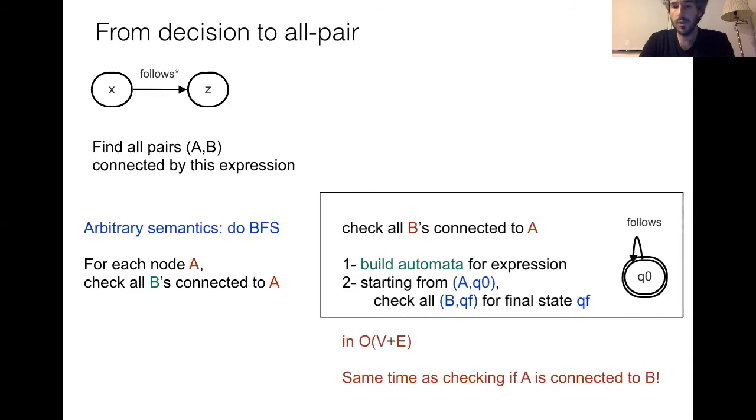So what is the cost of this? It's vertices plus edges. This is just BFS. It's a standard thing that you can implement. And what is interesting is that this is basically the same time as what it would take for you to solve the decision problem. So you don't really lose asymptotically. You don't really lose much for checking for all nodes instead of a particular node.